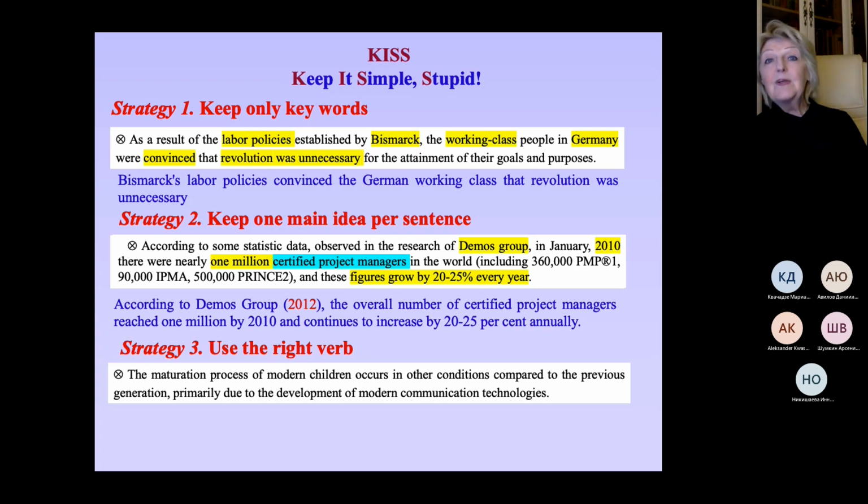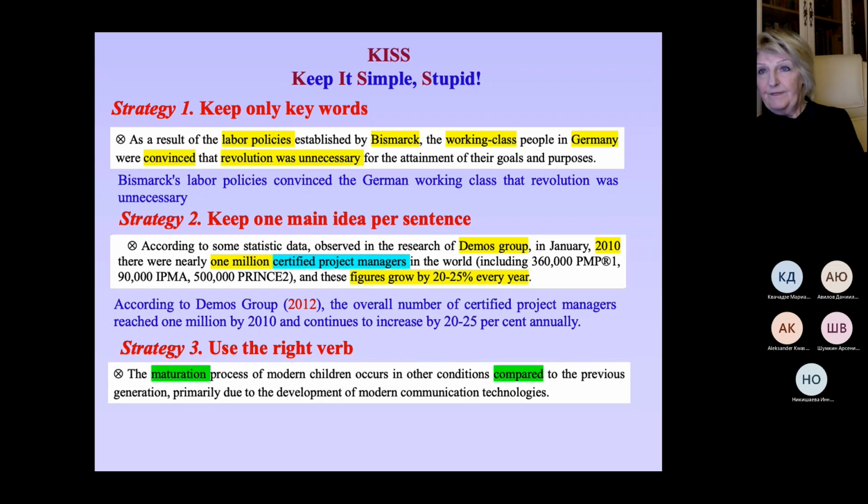Now build a sentence with differs. So the environment in which, what happens? In which children live today, maybe. Develop today differs. Differs from what? From yesterday's environment. You see, the previous generation. It's important. Previous generation is correct.